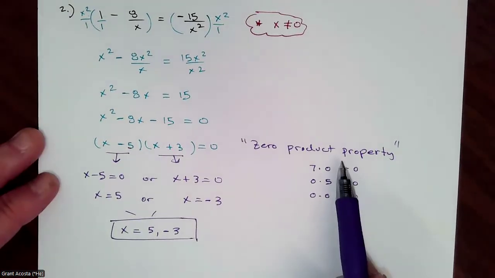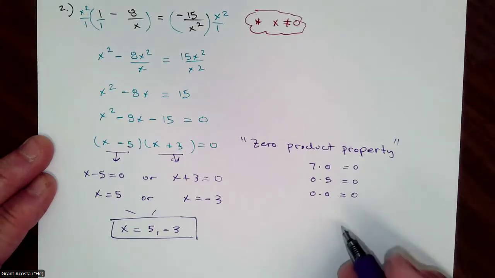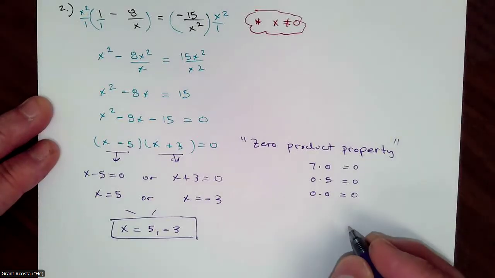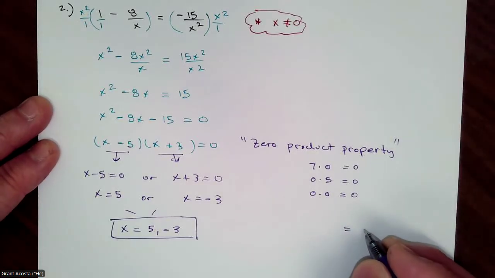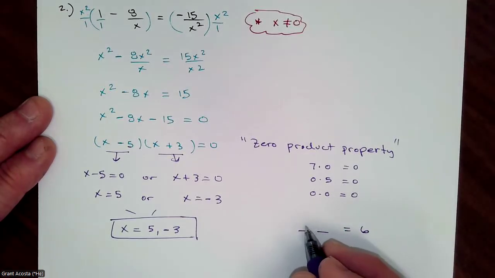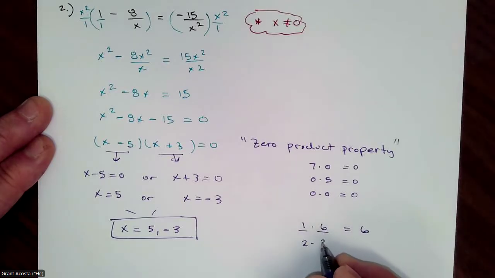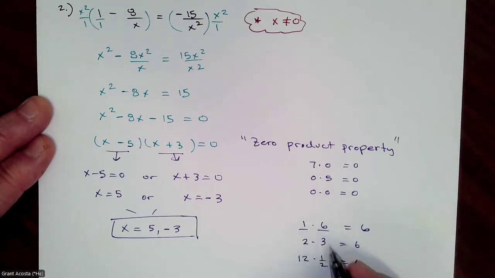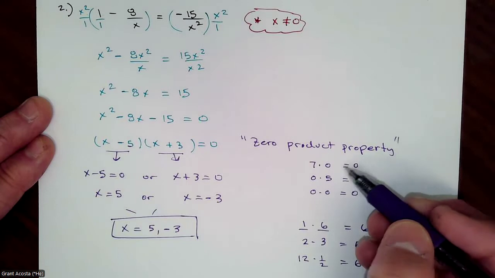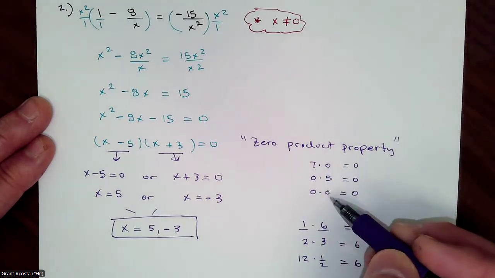Okay. Now this only works when you set these equal to 0. For example, if you had two things multiplied to equal 6, there's lots of options, right? You could have 1 times 6 is equal to 6, 2 times 3 is equal to 6. You could have 12 times 1/2 is equal to 6, right? There's too many options. But whenever you have a product of two numbers that equal 0, one of them at least needs to be equal to 0.